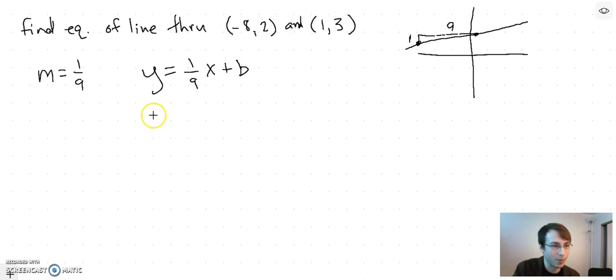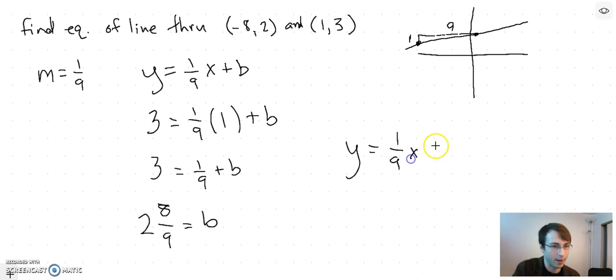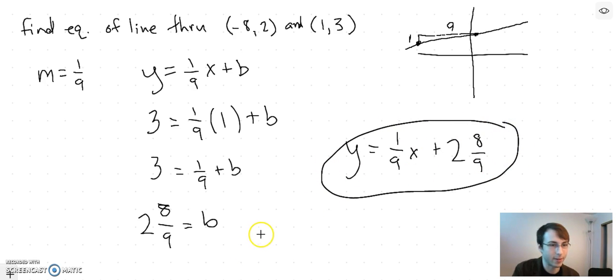So why don't we take this: 3 equals 1/9 times 1 plus b. 3 equals 1/9 plus b. Then 2 and 8/9 equals b. So that's our y-intercept. So then we've got y equals 1/9 x plus 2 and 8/9. That's our answer. And that matches up with what we see on the graph. That looks about right.